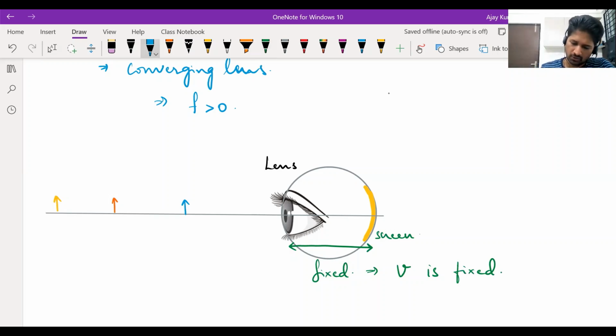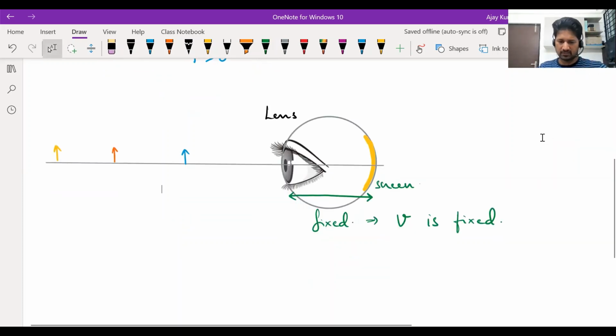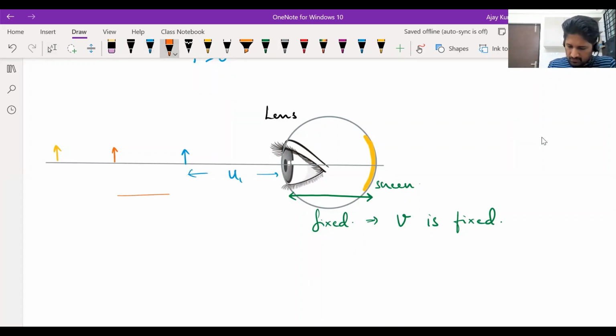Okay. So suppose you want to look at this object. Then what your eye does is, from this itself, you can understand the image distance is fixed, but for the blue object, there's one object distance. For the orange one, there's a different object distance. And for the yellow one, there's a different object distance. But whatever be the object distance, the image distance is the same. How is that possible? How is it possible to form an image on the screen for different objects which are at different distances? It's possible if it keeps adjusting the focal length.